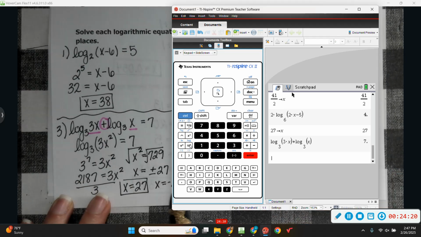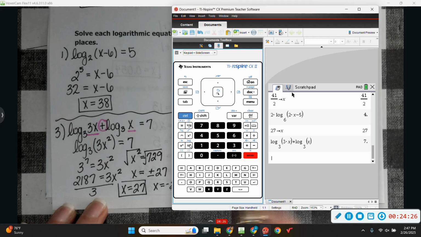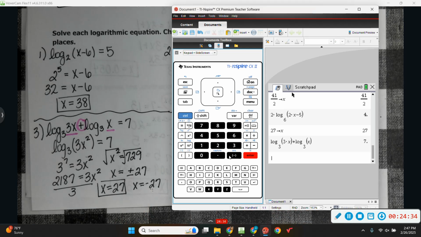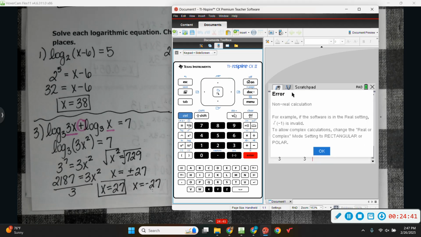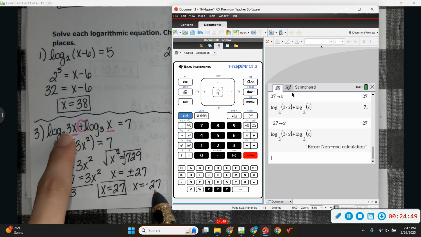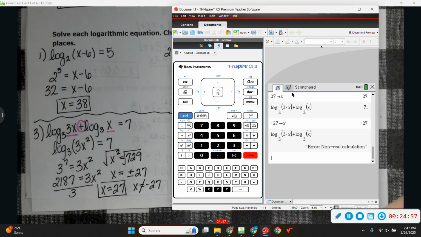Now when I do negative 27, when I plug this in, 3 times the negative 27 is going to give me a negative value, and I cannot take the log of a negative. So for you to see what that looks like in the calculator, if I have negative 27 store for x, and I go back and type the same thing, it's going to give me an error. There's no real calculation. That is because you cannot take the log of a negative. So whether I plugged in the negative here and the negative here, either way for your original, you cannot take the log of a negative, so there is an extraneous solution. You just mark through it.